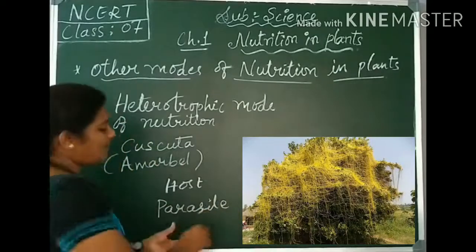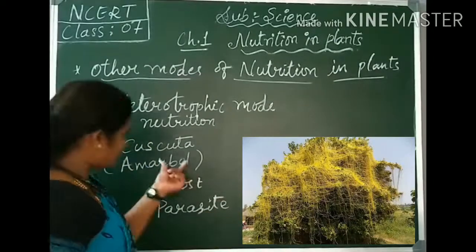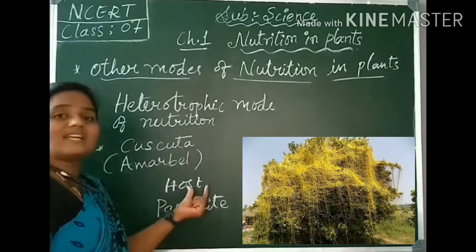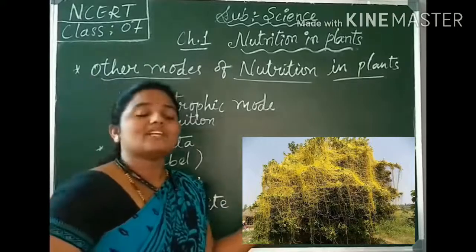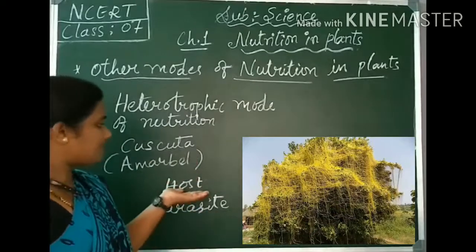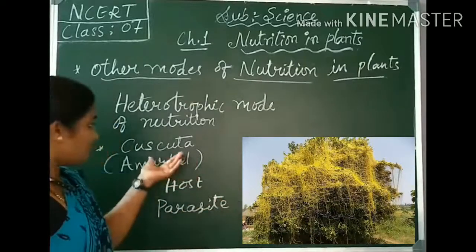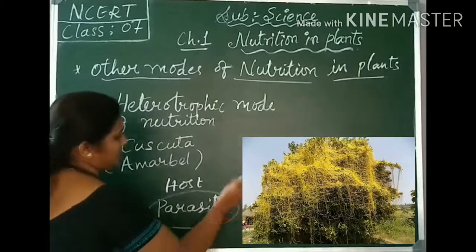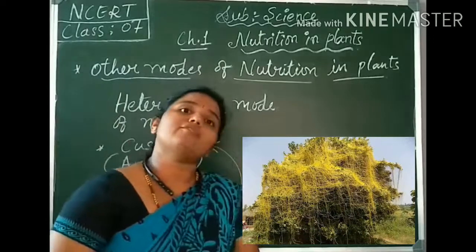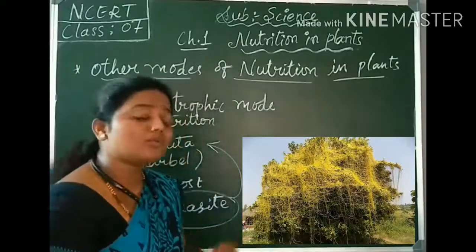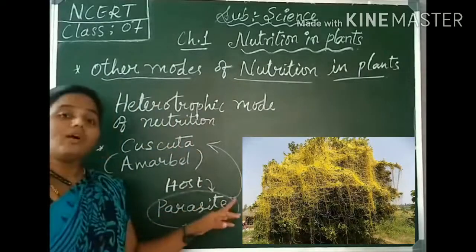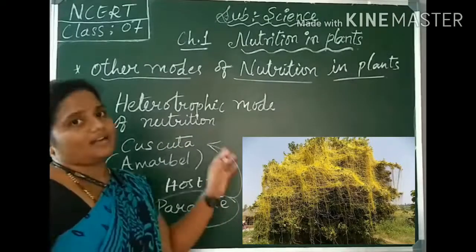Parasite means that the Cuscuta deprives the host body of its nutrients. Whatever nutrients it needs for its growth will be taken up from the host body. So now Cuscuta is called a parasite. It depends on another for nutrients. From the host body, the nutrients are obtained by the Cuscuta.